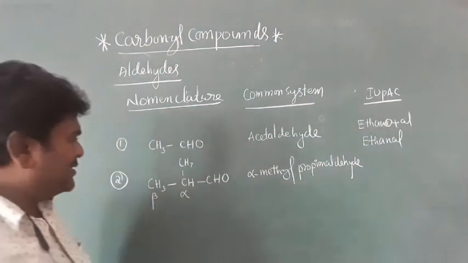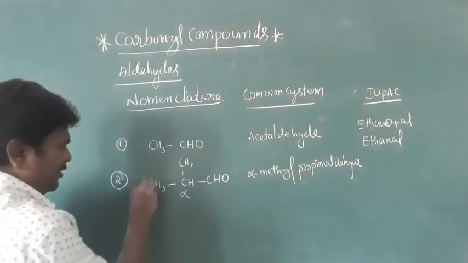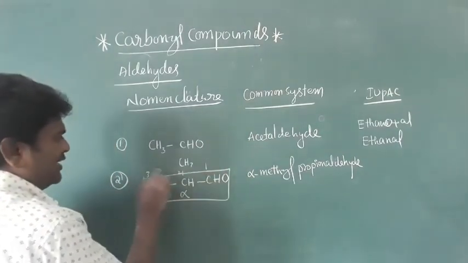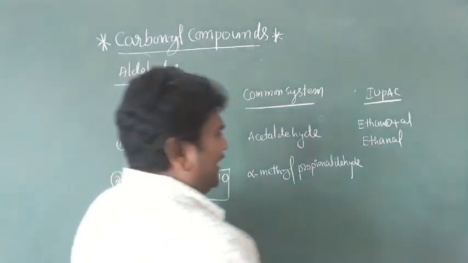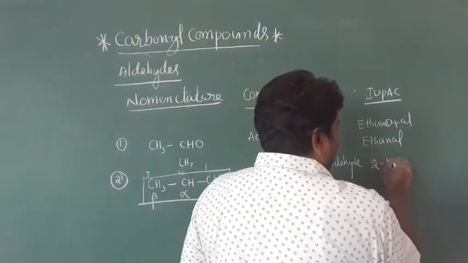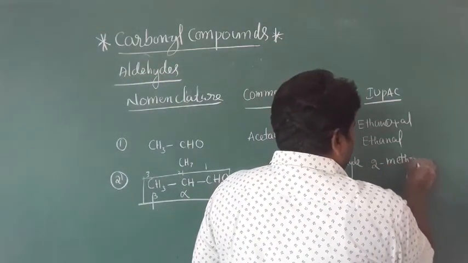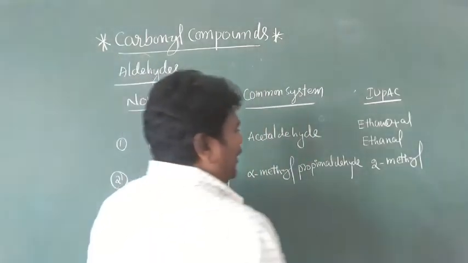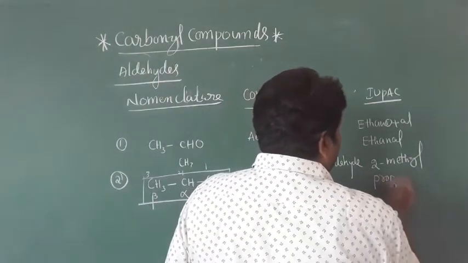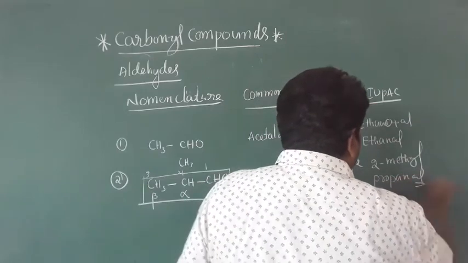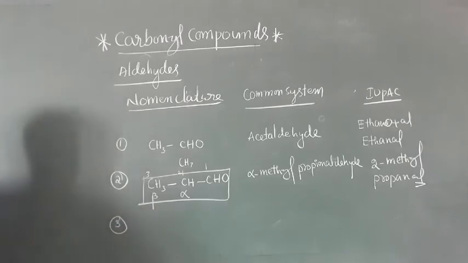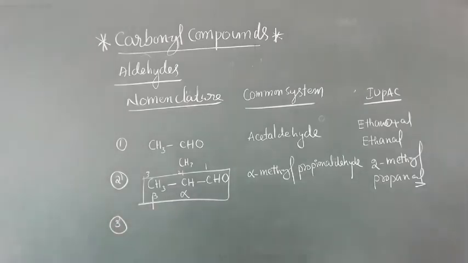In the IUPAC system, you have to see there, numbering is taken as 1, 2, 3. At the second position there is a methyl. It is 2 methyl. It is very important. 2 methyl propanal. This compound's name is 2 methyl propanal. It is very important, students. I'll give one more example. See all of you.